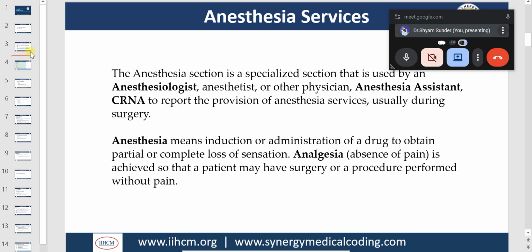So what is anesthesia basically? It's an induction or administration of a drug to get partial or complete loss of sensation. That's very important, right? So surgery should not be painful. That is the motto and the objective of healthcare. And of course, we have another term called analgesia, absence of pain.